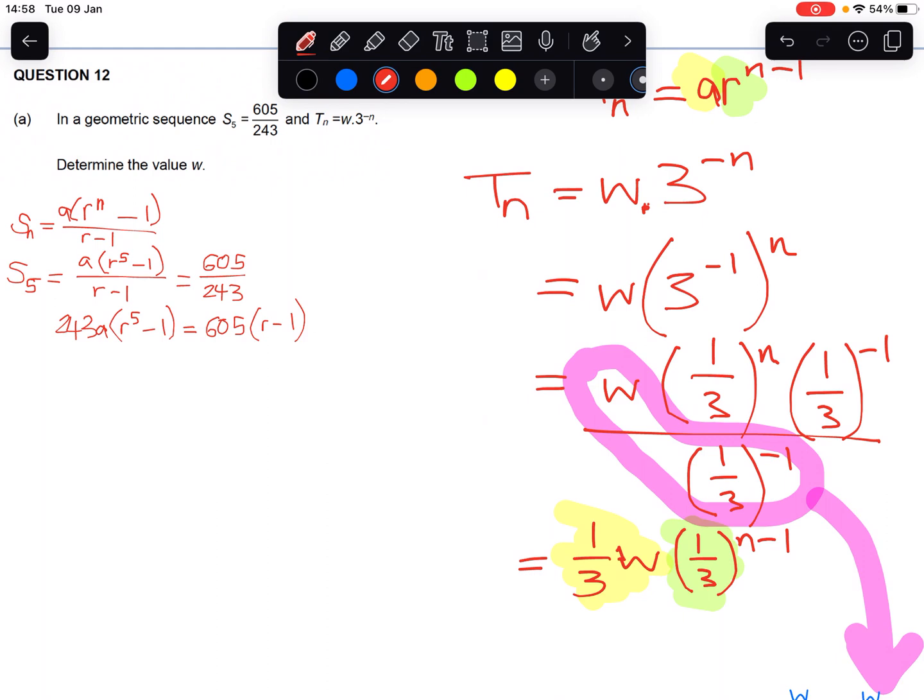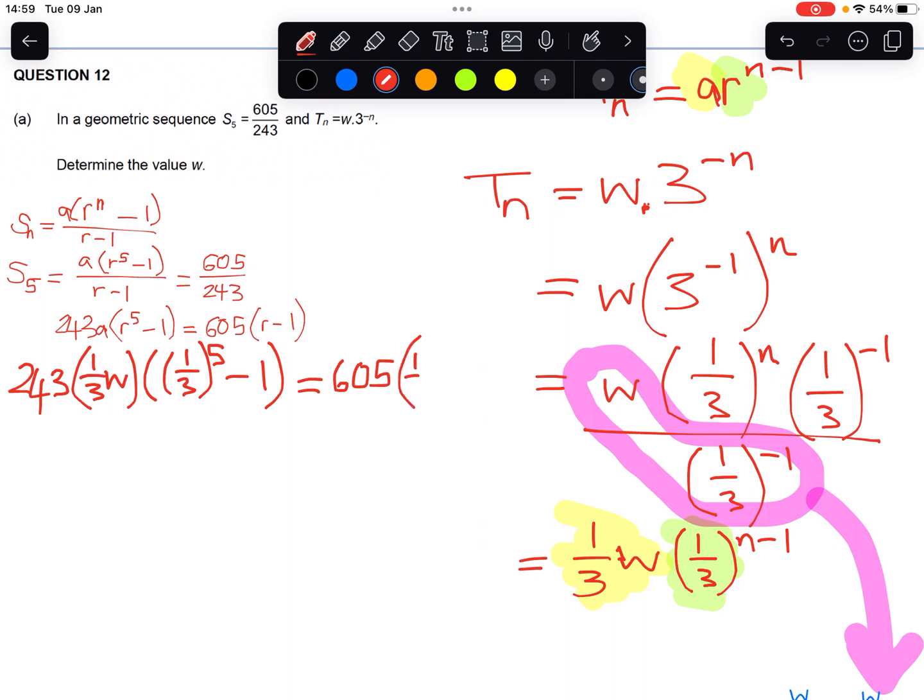So I'm going to take A and replace it with this expression 1/3 W, because we want to solve for W, so we want our equation to be in terms of W, right? And then R, which is a third, we're going to raise that to the power of 5, subtract 1, and we're saying that that is equal to 605 times a third minus 1.